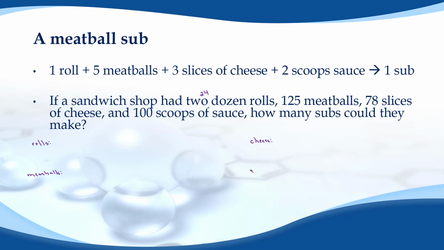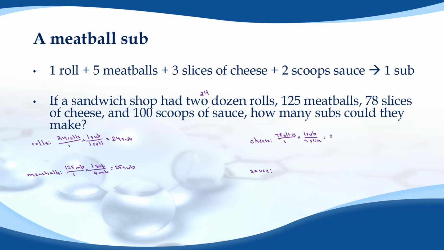Right? So if we look at rolls, 2 dozen is 24, so we have 24 rolls. The ratio is 1 sub is equal to 1 roll, so I can make 24 subs out of all the rolls that I have. For the meatballs, 125 meatballs, the ratio is 1 sub to 5 meatballs, so I can make 25 subs from all the meatballs that I've got. 78 slices of cheese, 1 sub is 3 slices. We can make 26 subs from all the cheese. And then finally, 100 scoops of sauce. 1 sub is 2 scoops. I could make 50 subs from that.